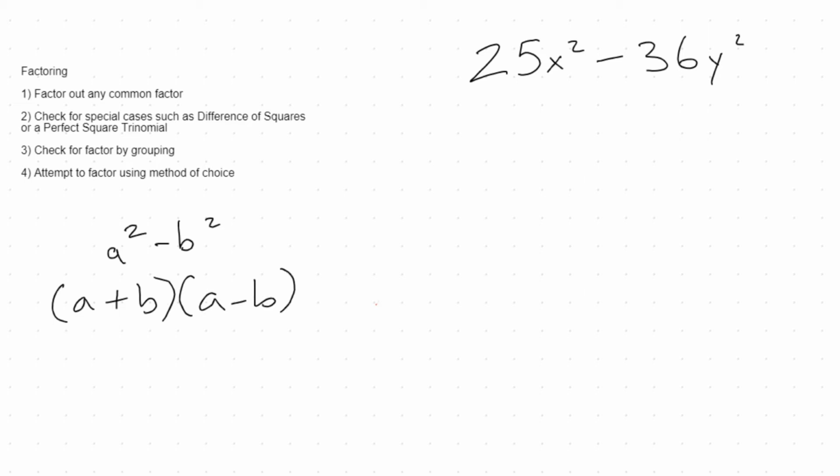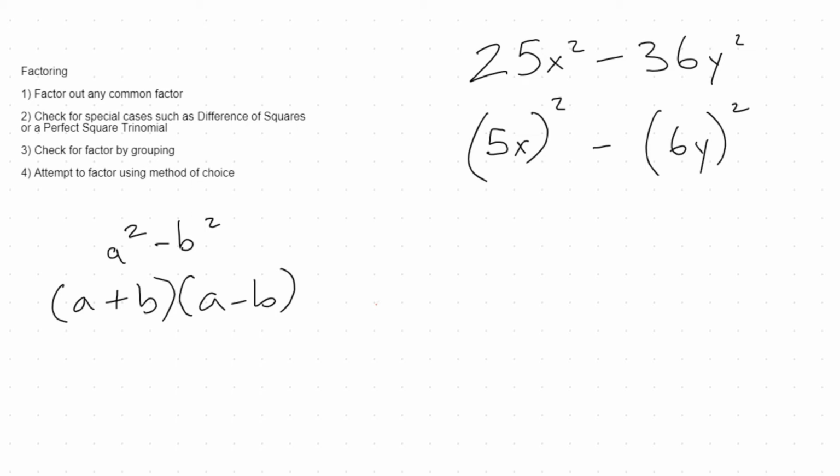So in this case, what would a be? We have 25x squared. What is a? That's going to be the square root of 25, so that's going to be 5, and then the x, the square root of x squared is x. So this squared, minus, what's the square root of 36y squared? That's going to be 6y.